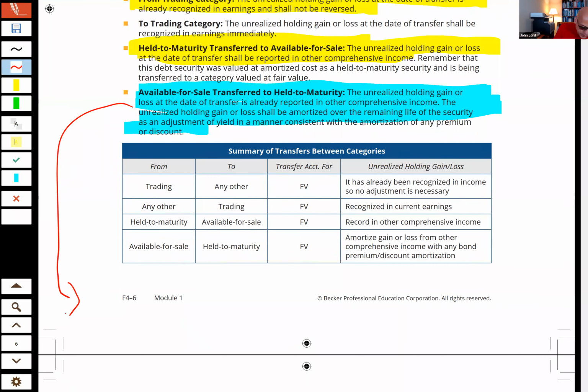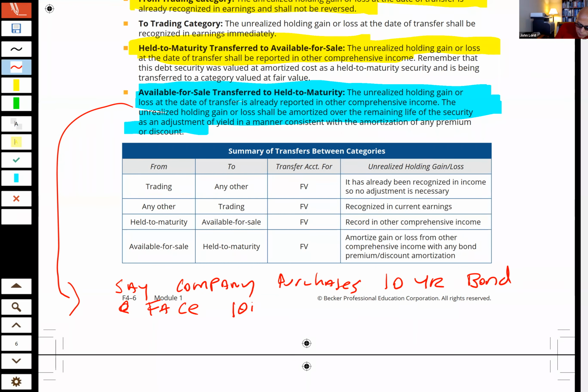Okay, so say a company purchases a 10-year bond, and they purchase the 10-year bond at face of $100. Okay, now I'm going to tee up the bond over here. So they bought it at face at 100.